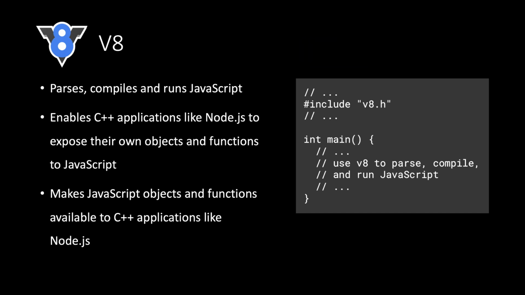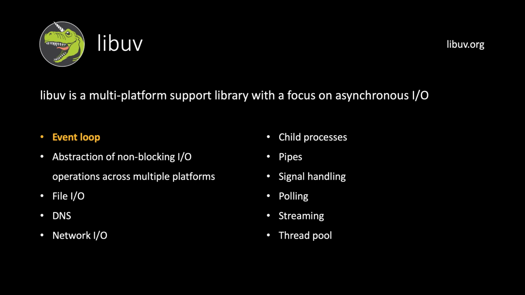Now let's continue and talk a little about libuv. Libuv is a multi-platform support library with a focus on asynchronous input-output. It's written in C. Node.js uses libuv to access various features of the operating system. Libuv provides the famous event loop. The event loop is a mechanism that allows us to run code alongside asynchronous input-output operations in a single thread.